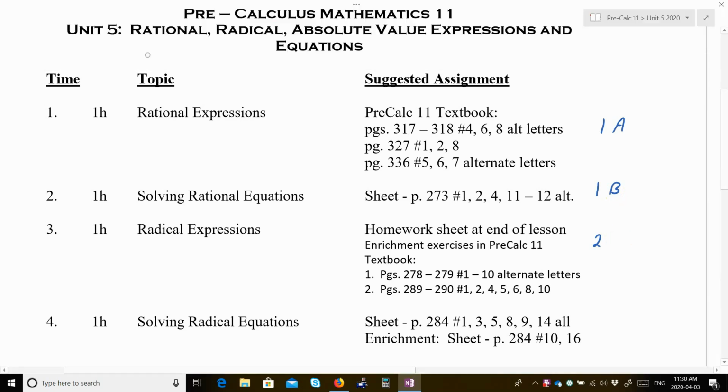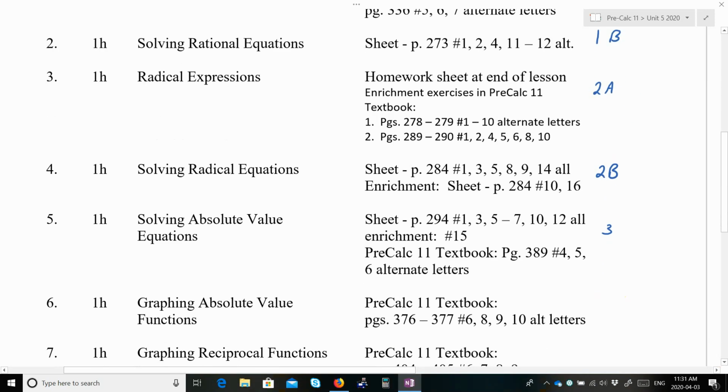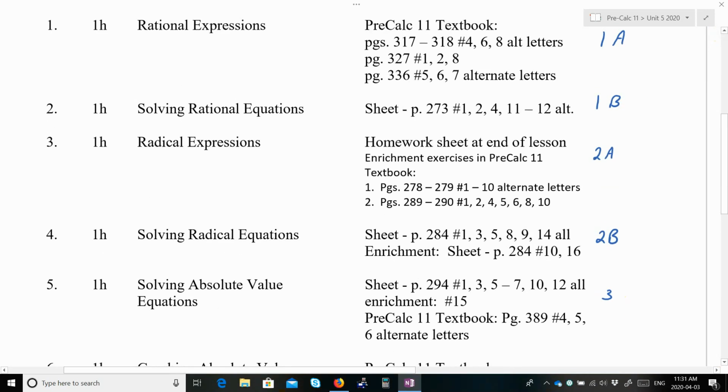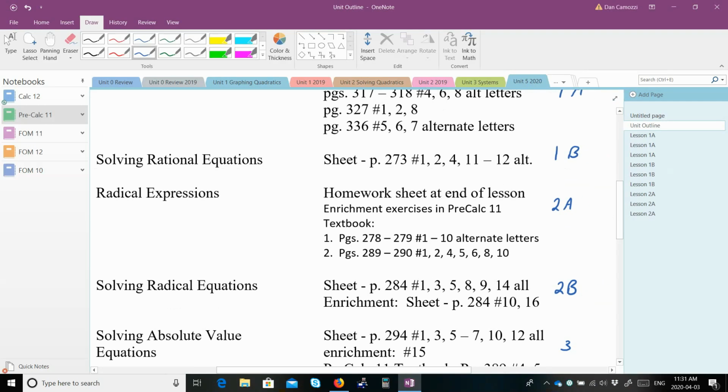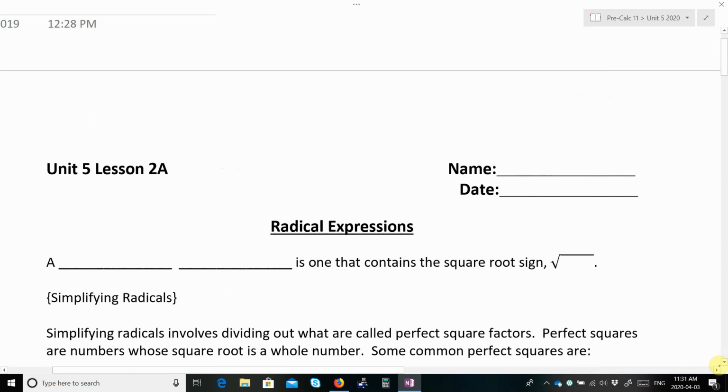This is Lesson 2A. And then later on, hopefully, we will get to Lesson 2B, which is Solving Radical Equations. And then there's no longer A and B. This will be Lesson 3, and so on. Okay, so for today, we are on Lesson 2A, which is Radical Expressions.